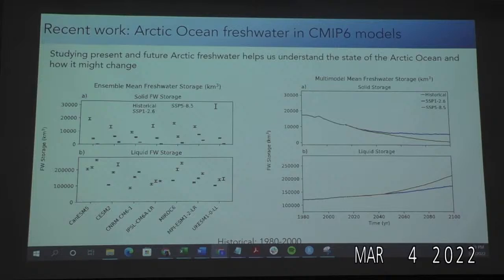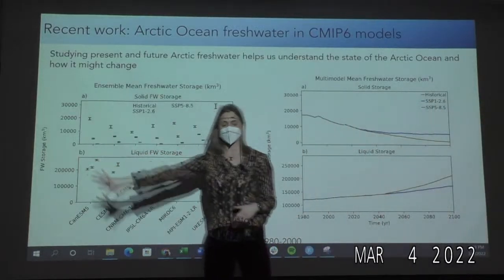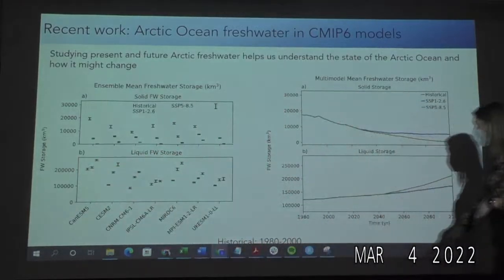And I really can't explain these figures because I do not know why they look this bad right now. There's supposed to be a bunch of really pretty colored bars here to compare across these models, but they're not here.